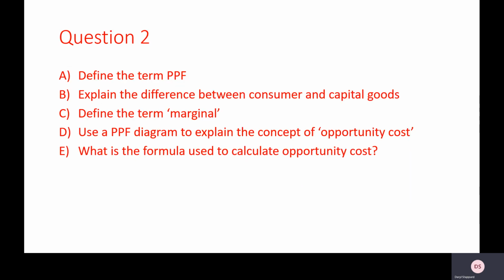Right, based on what you've just seen then, what I would now like you to do is to have a go at defining and drawing the following, please. So define the term PPF, explain the difference between consumer and capital goods, define the term marginal, use a PPF diagram to explain the concept of opportunity cost, and then finally, what is the formula used to calculate opportunity cost? So if you can now hit pause, write down your answers. Once your answers are down, if you can hit play. If you wanted to check your answers, you could go back to the previous PowerPoint slides. So if you can now hit pause, please.